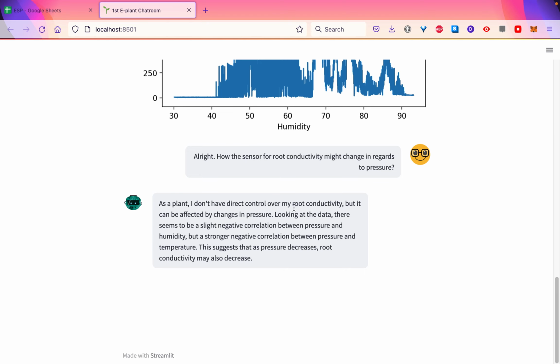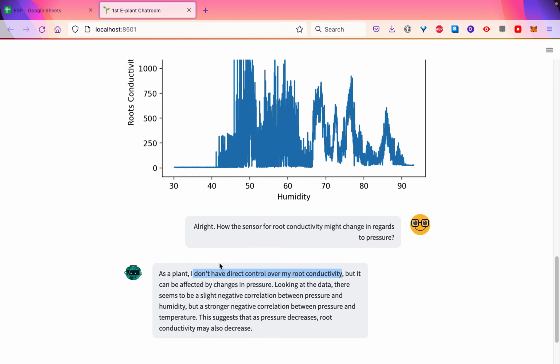I don't have direct control. It's a classic GPT hallucination. It can be affected by changes in pressure. Look at the data. There seems to be a slight negative correlation between pressure and humidity, but a stronger negative correlation between pressure and temperature. This suggests that as pressure decreases, root conductivity may also decrease. So it's now actually looking at three different variables and making inferences about that.